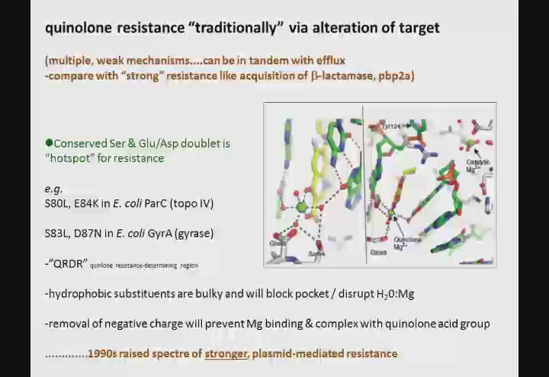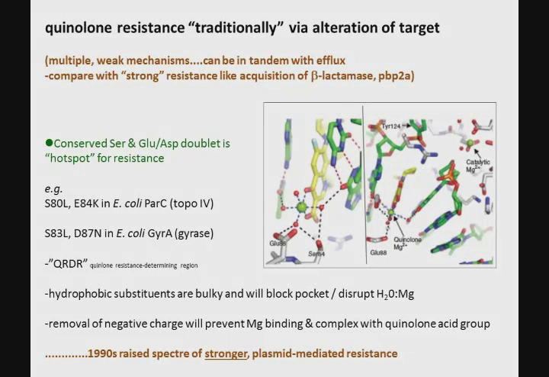But how does resistance occur? So traditionally, you get really weak resistance to fluoroquinolones. So the first thing you do is you make an efflux pump, and you can pump them out, and you don't really become fully resistant, you become partially resistant.